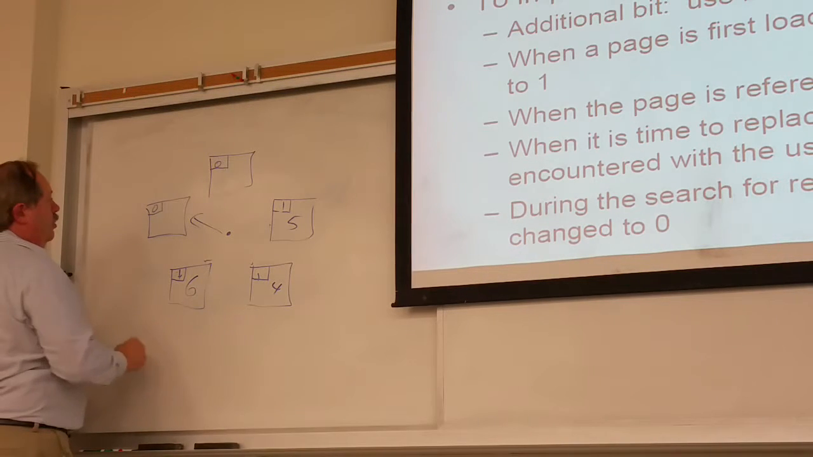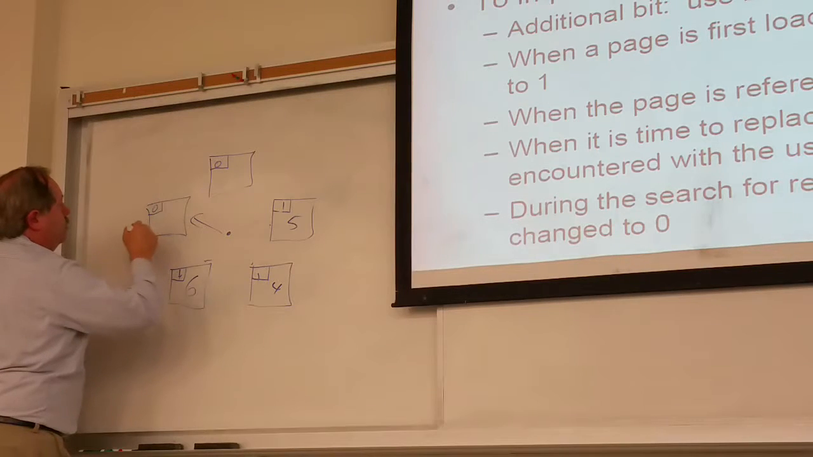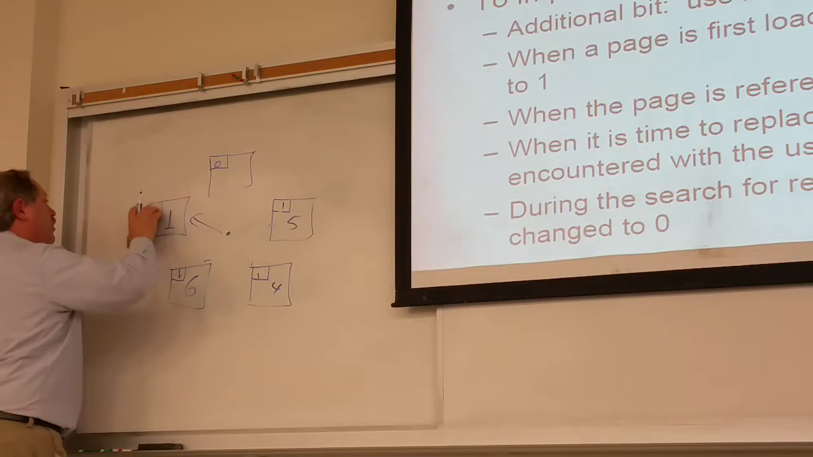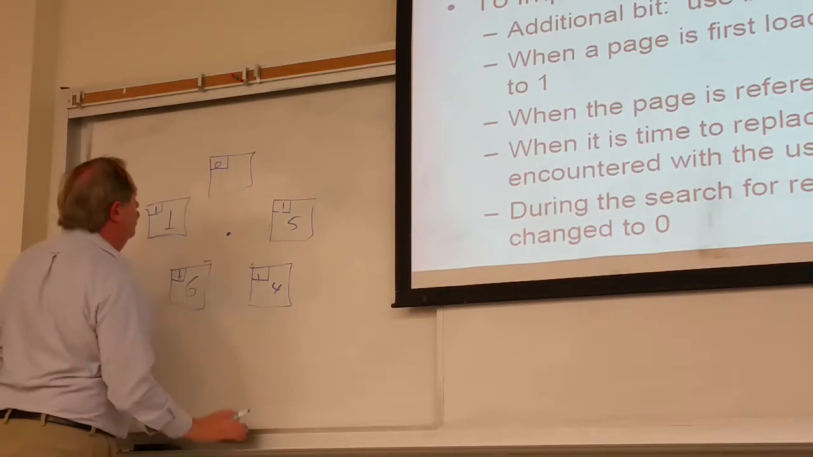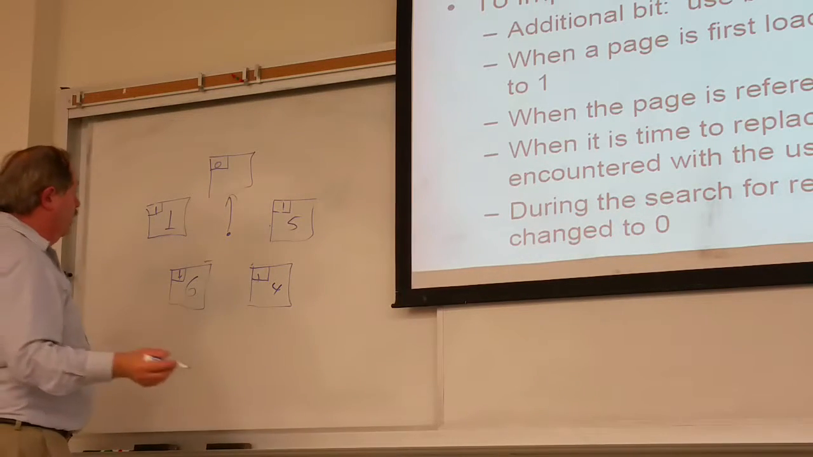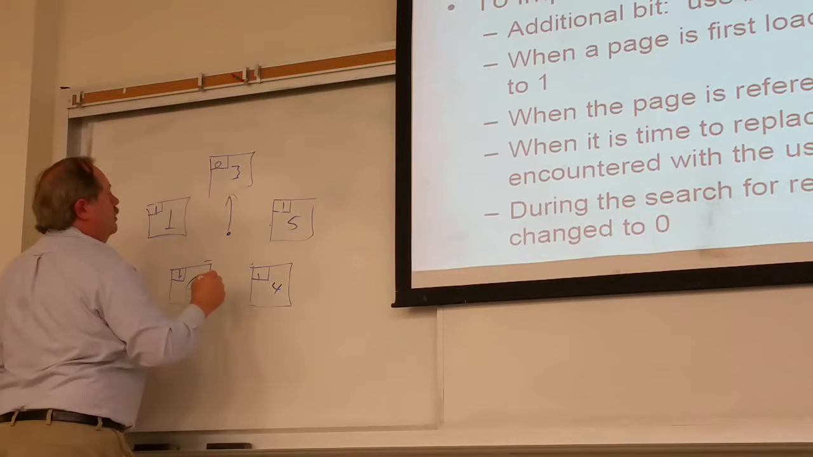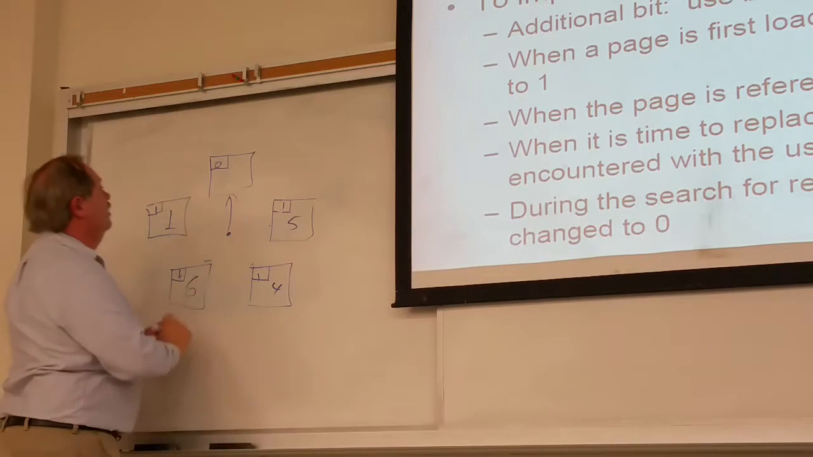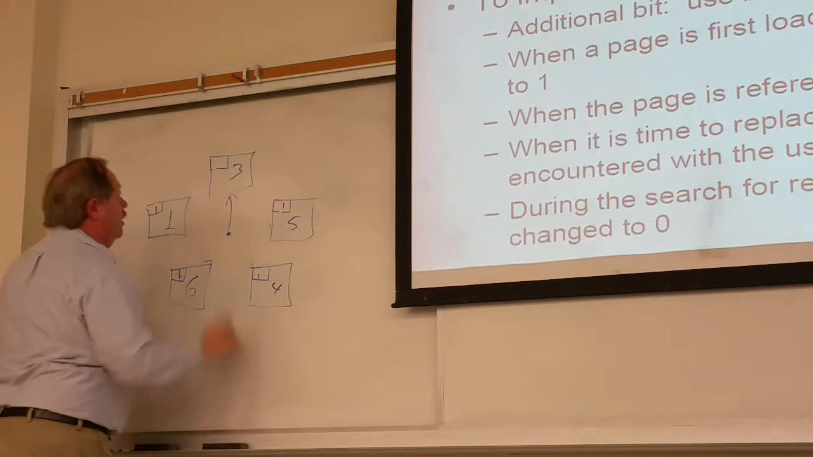Everybody's happy. 1 gets called. 1's not in a frame, so use bit is set to 0. Put page 1 in there, set its use bit 1, increment the pointer. Then page 3 gets called. Use bit is 0. Does that look like a 3 to you? No. Yeah, well, doesn't to me either. Put 3 in there, set the use bit to 1, increment the pointer.